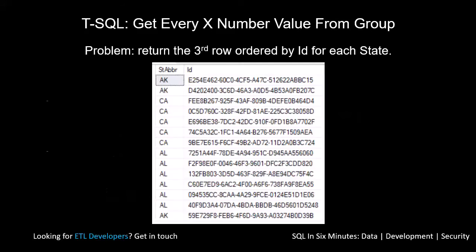All right, so with that said, let's get to the actual data set. So we see that we have 3 states, but what we're trying to do is return the third row ordered by ID for each of these states. Let's see, we have 3 Alaskas, 5 Californias, and 6 Alabamas. So what we want to do is order it by ID for each of these states, but we want to get the third row ordered by that ID.